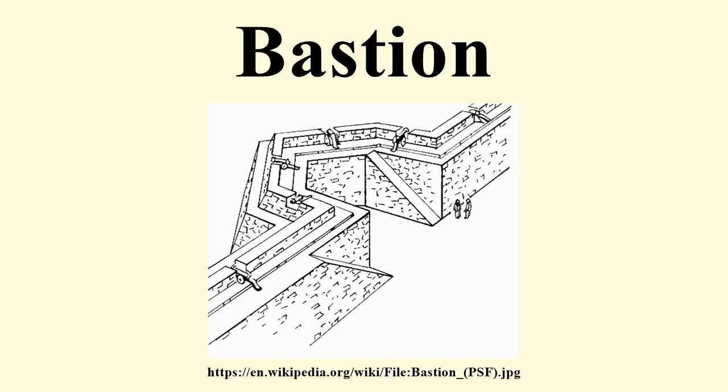If a bastion was successfully stormed, it could provide the attackers with a stronghold from which to launch further attacks. Some bastion designs attempted to minimize this problem. This could be achieved by the use of retrenchments, in which a trench was dug across the rear of the bastion, isolating it from the main rampart. Various kinds of bastions have been used throughout history.